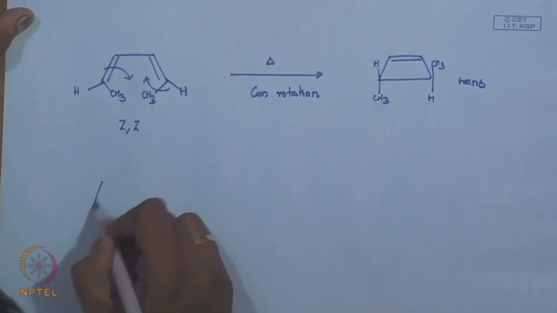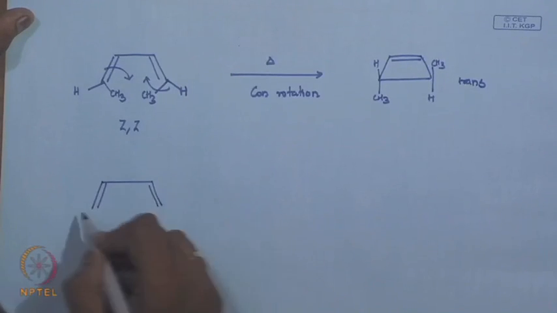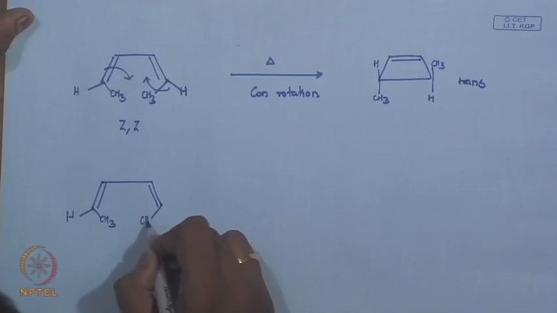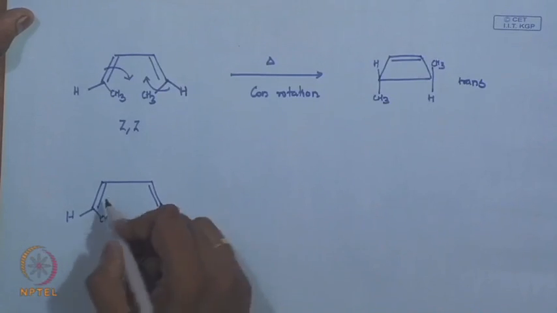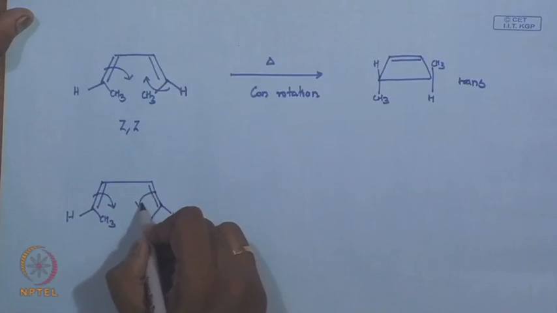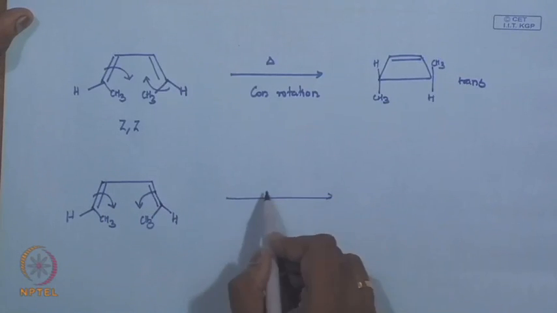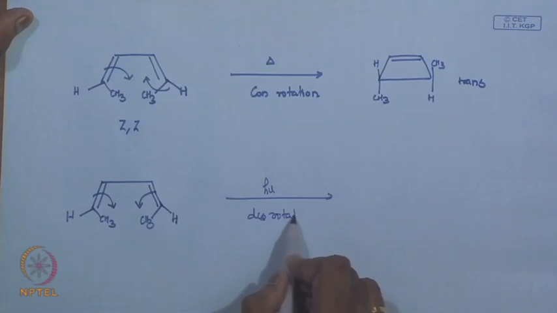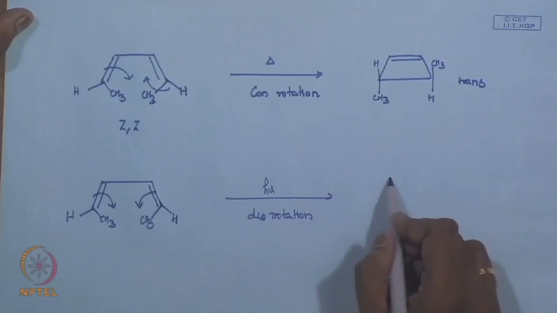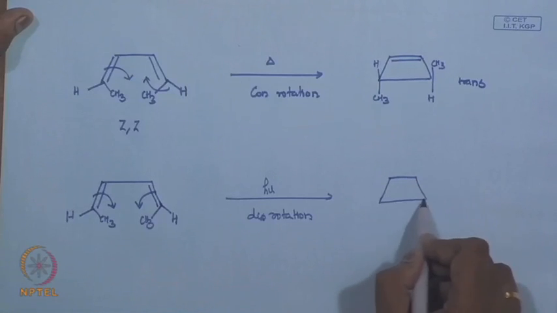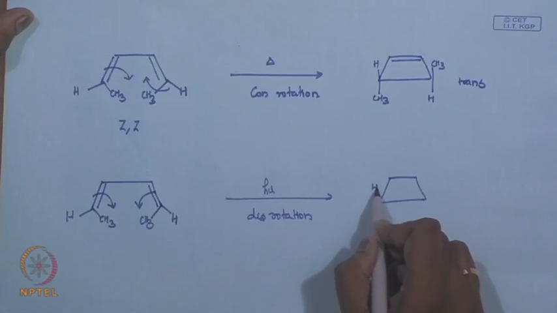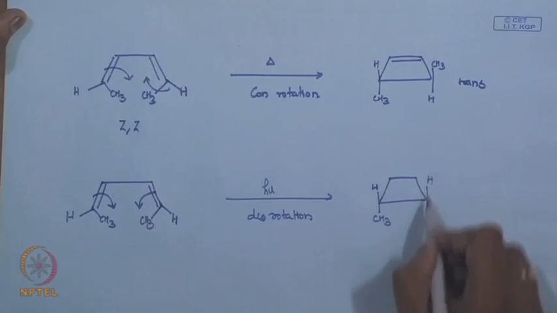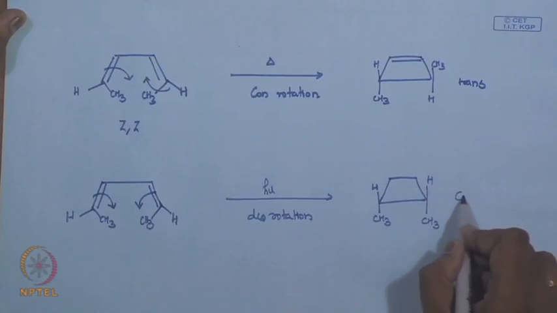In the same way, if you take the same substrate and see what happens in light, because they are this rotation, so you have H and you have CH3. Now you get a cis product.